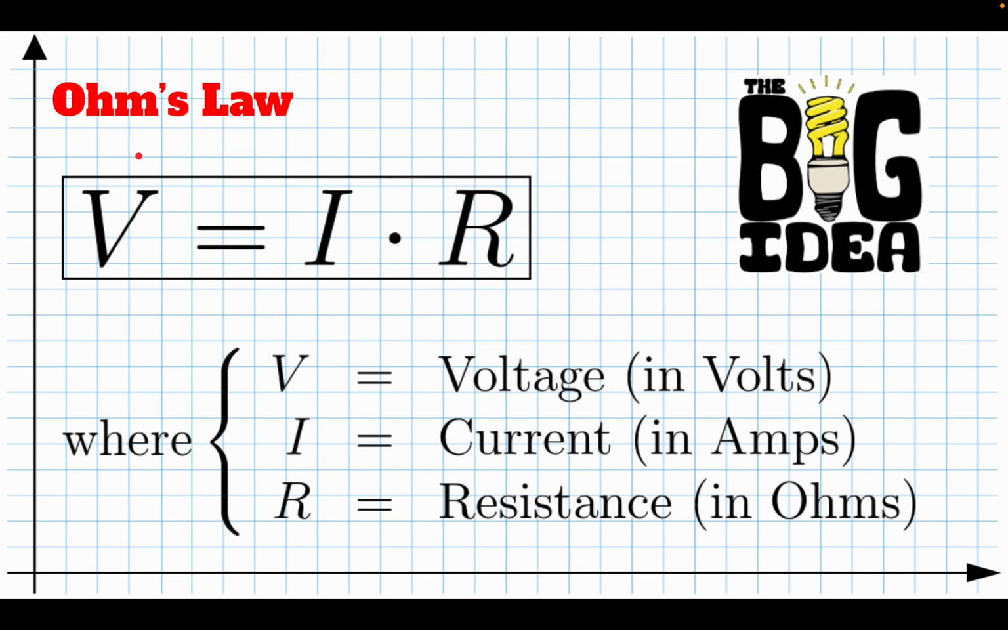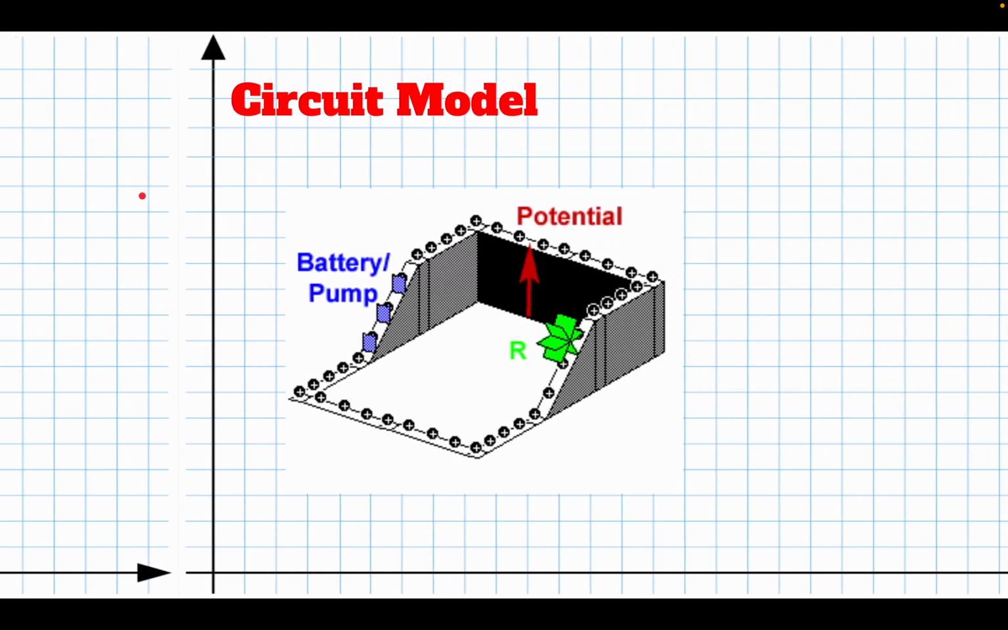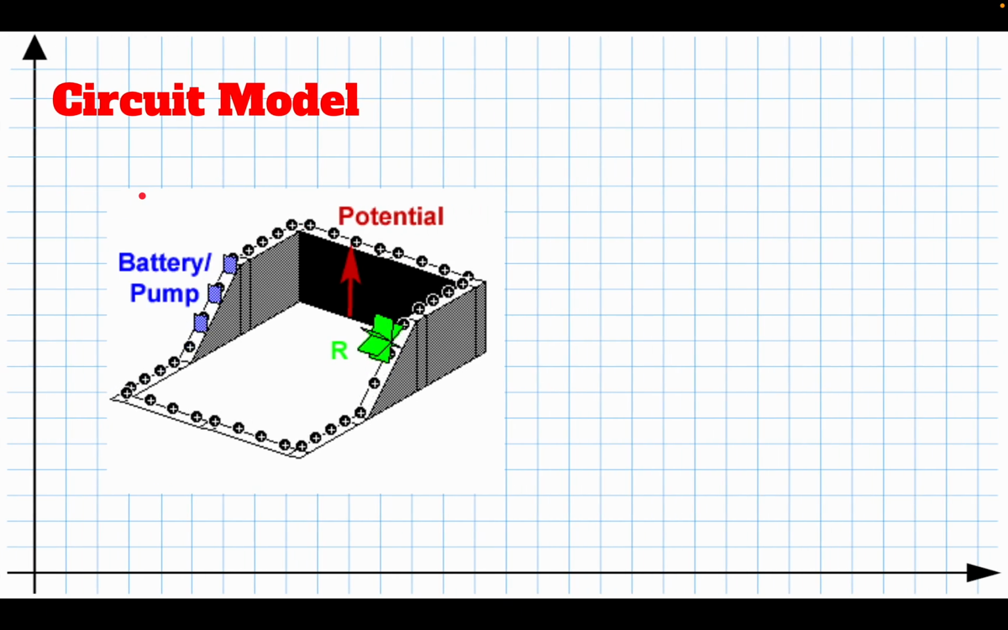So we can apply Ohm's law to the whole circuit, or we can apply it to just one part of the circuit. We are also going to need the fact that the power is equal to the current times the voltage. So this is the rate that energy is transferred. You guys know that. And then this was our circuit model.